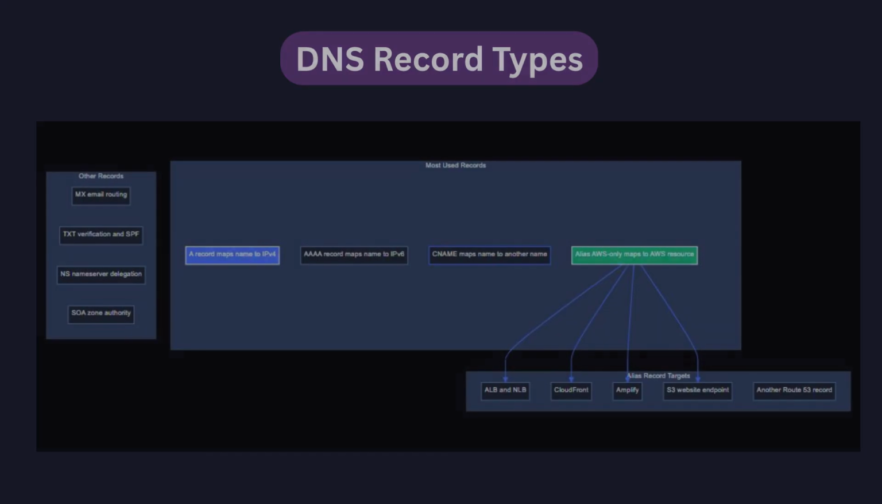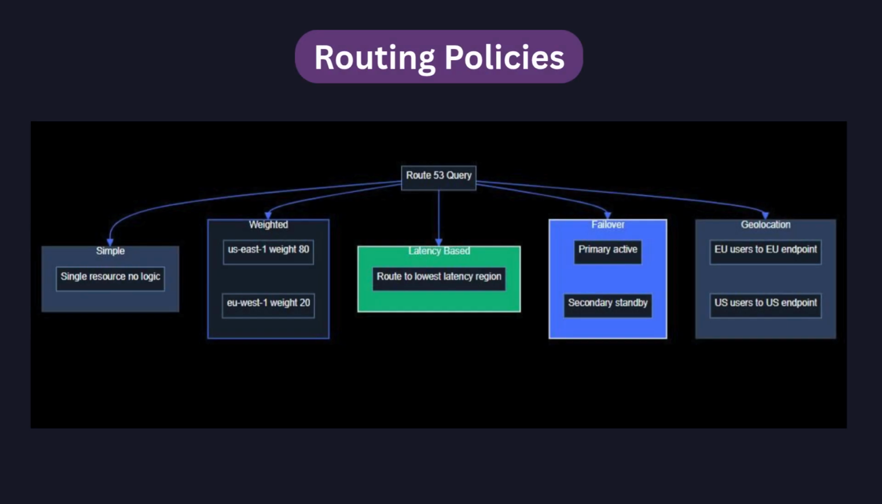Routing policies. Routing policies in Route 53 allow traffic control based on different rules. Geolocation routing sends users to different endpoints based on their location, such as EU users to EU servers and US users to US servers. Failover routing uses a primary and secondary setup, where traffic automatically switches if the primary fails. Latency-based routing sends users to the region with the lowest network delay.